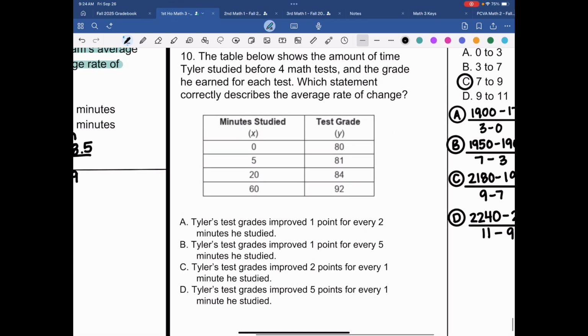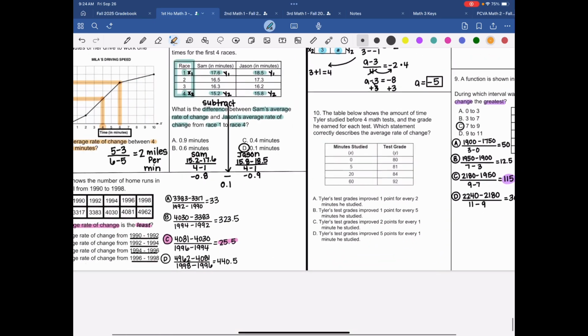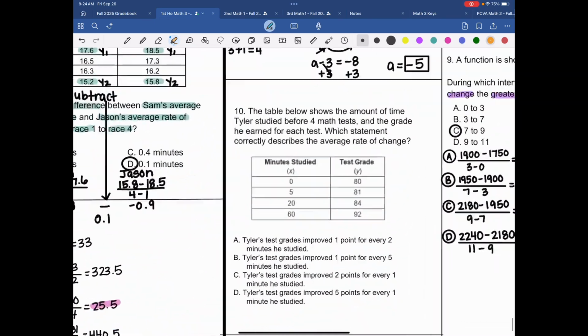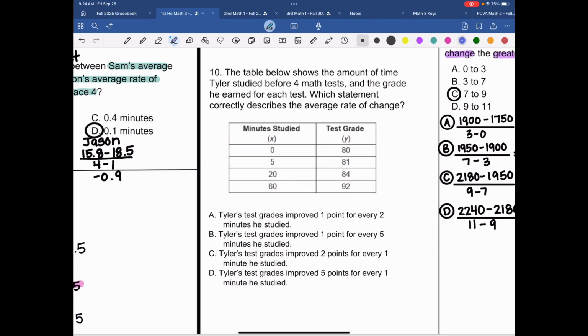All right, so this last problem, it says the table below shows the amount of times that Tyler studied for 4 math tests. The grade that he earned, which statement correctly describes his average rate of change? So if I'm looking at his average rate of change, I'm going to be looking at, again, the y2 minus y1 over x2 minus x1. However, they don't tell me which one to use. So if they don't tell you which one to use, just use the first and the last. Okay, so we're going to choose the first one and the last one.